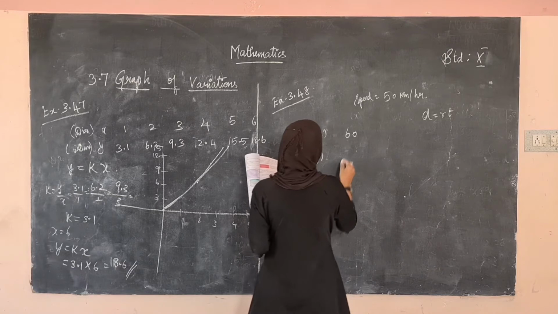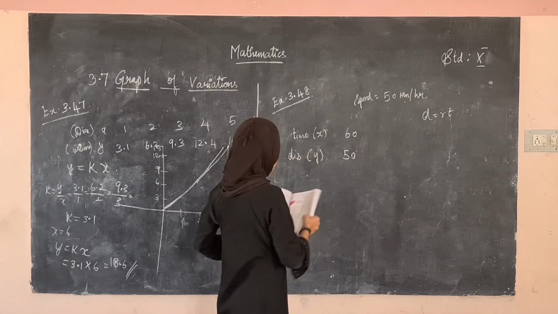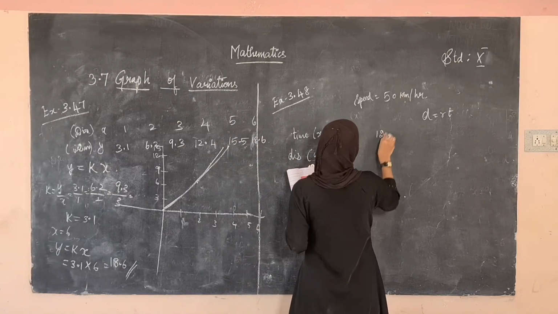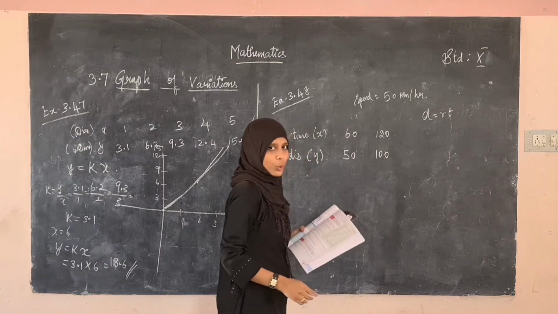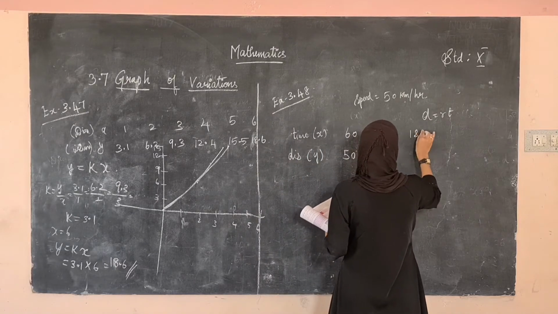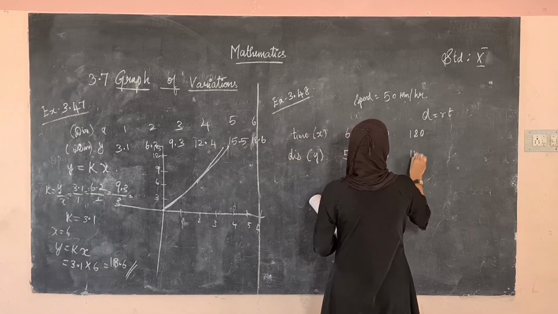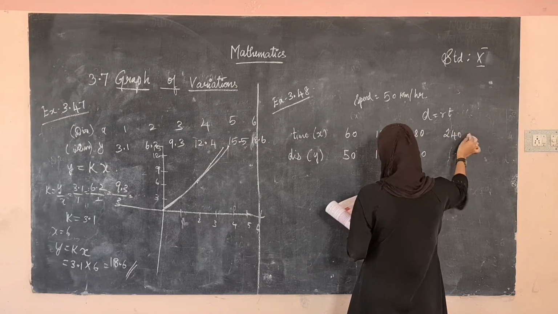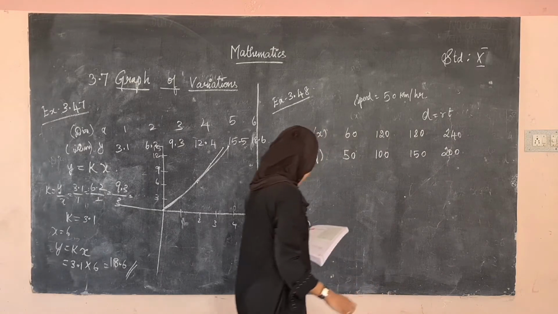For 1 hour the distance covered is 50. For 2 hours, that is 120 minutes, the distance covered is 50 into 2, which is 100. For 3 hours, that is 180, 60 into 3, the distance covered is 150. And for 4 hours, that is 240, the distance covered is 200.